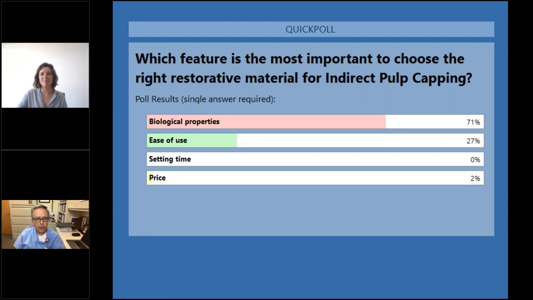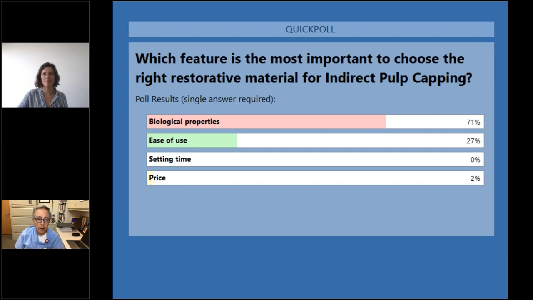Ideally, it will be perfect if we have a material with all these features: good biological properties, easy to use, appropriate setting time, not too long, and then price. Out of these options, the majority answered the biological properties. That means that the majority of attendees to the webinar prefer a material with biocompatibility. And I kind of agree with that.